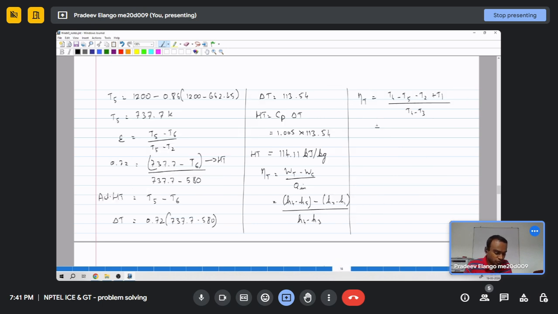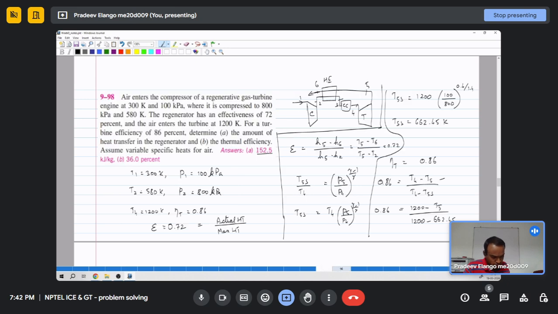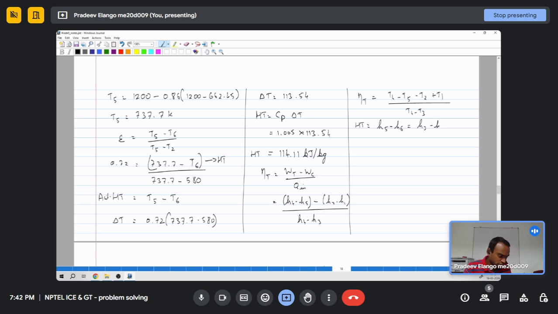So with the heat exchanger, heat transfer is H5 minus H6. So the heat transferred by the hot fluid is gained as enthalpy by the cold fluid as well. That is H3 minus H2. So now we can write everything in terms of temperature, that is T5 minus T6 is equal to T3 minus T2. So T3 is T5 minus T6 plus T2.